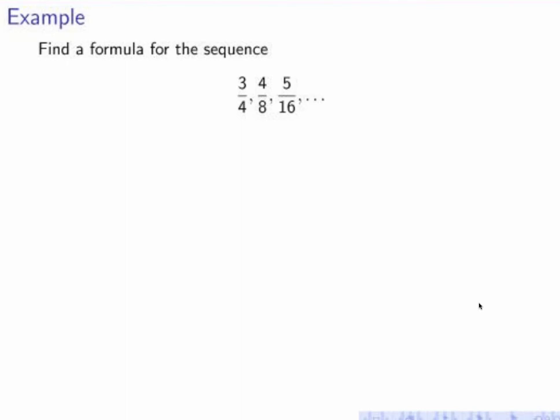Okay. Let's do it the other way. So if I give you a sequence, how can you come up with the formula? So let's look at the numerator for the sequence. The numerator is easy, right? You have 3, 4, 5, so the next one would be 6.